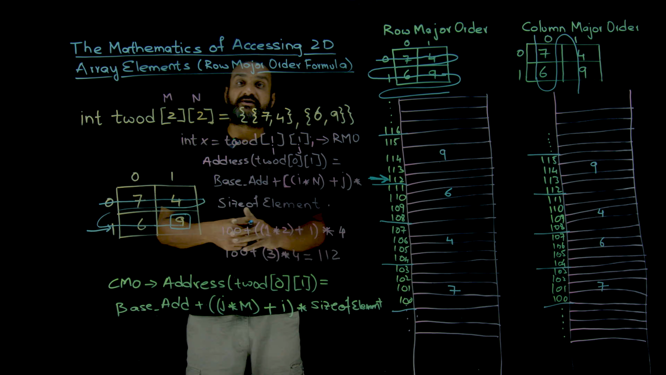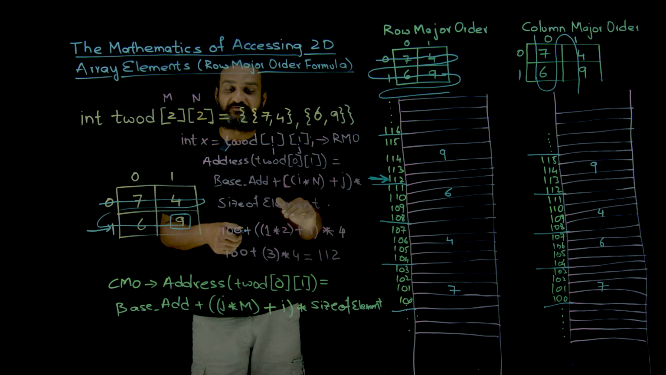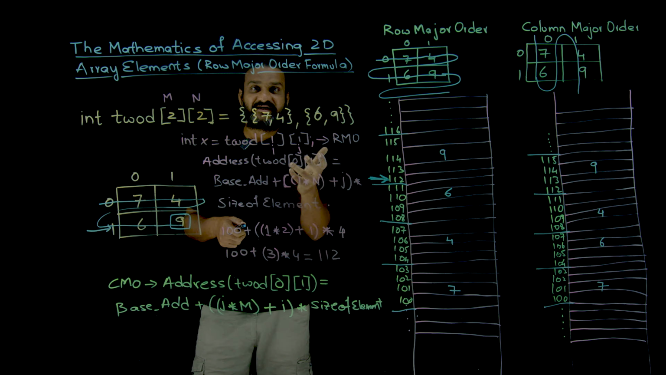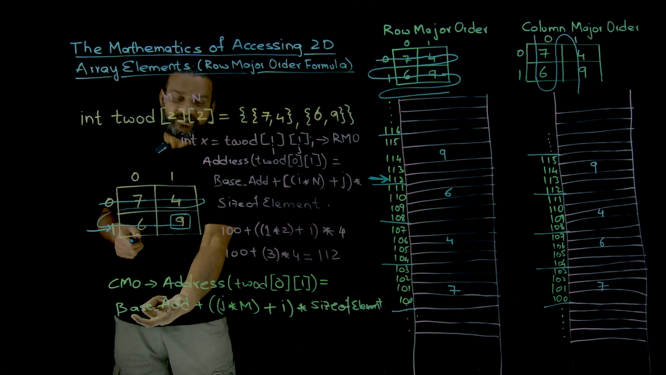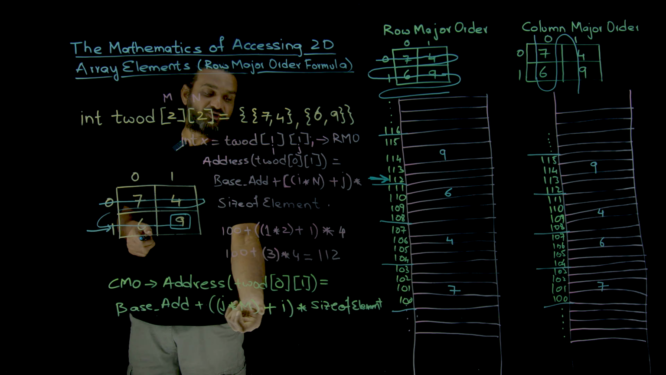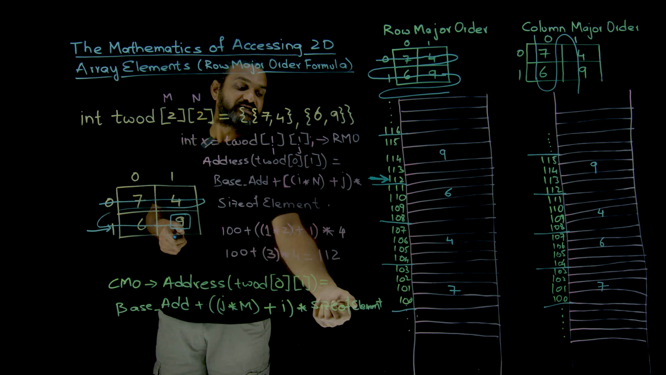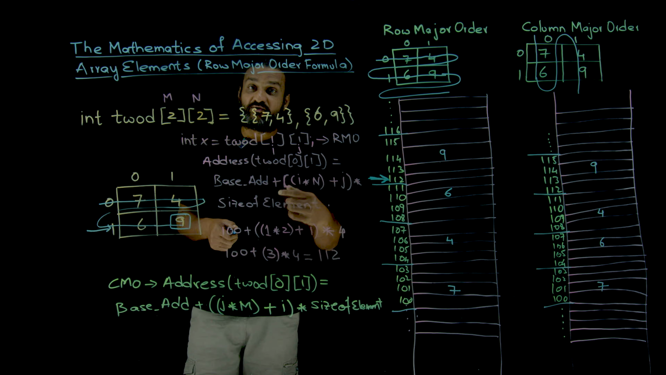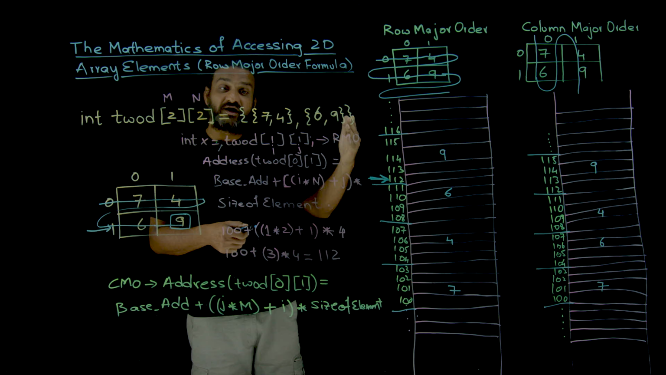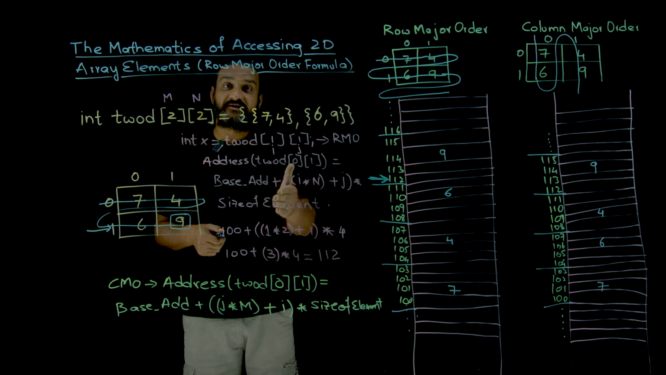What about column major order? What is the formula used by the column major order? Now can you guess? It is very simple. It is base address plus j into m plus I into size of element. So now can you understand with respect to the discussion that we have made?